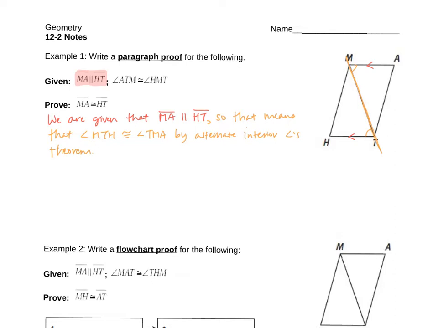So to continue on, let's look at the other piece of given information. So this is our other given here, that angle ATM is congruent to angle HMT. So we should probably mark those on our figure. That ATM, and I'm going to mark it with two congruence tick marks to distinguish from the other one, is congruent to HMT. So let's go ahead in our paragraph proof. Let's say that's what's next. So we can say we are also given that angle ATM is congruent to angle HMT.